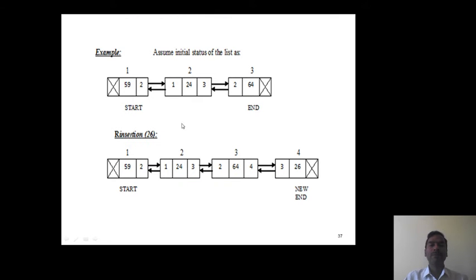This example. Now this one is the initial status of the list. Here the elements are 59, 24 and 64. Now when we apply R insertion of 26, this new element is inserted at the rear end of the list. Hence the list becomes 59, 24, 64 and 26.